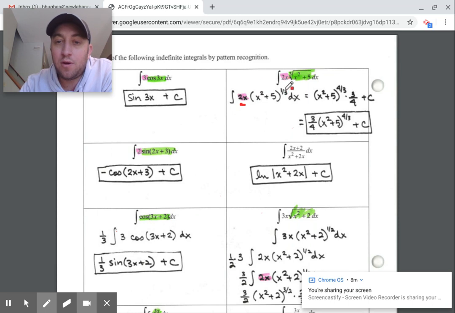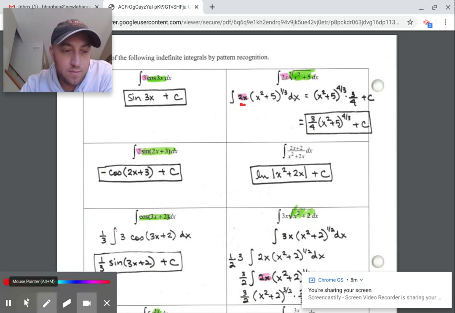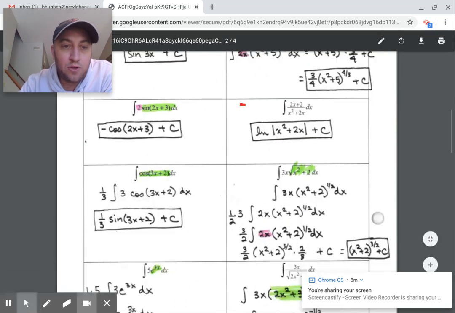So what is the antiderivative of x to the 1/3 power? I'd have to add 1. So I'd have x squared plus 5 to the 4/3 power. And then I'm going to divide it by my new power. So dividing it by 4/3 is the same thing as multiplying by 3/4. And we have plus c. There's my antiderivative. This next example, the integral of 2 sine of 2x plus 3.